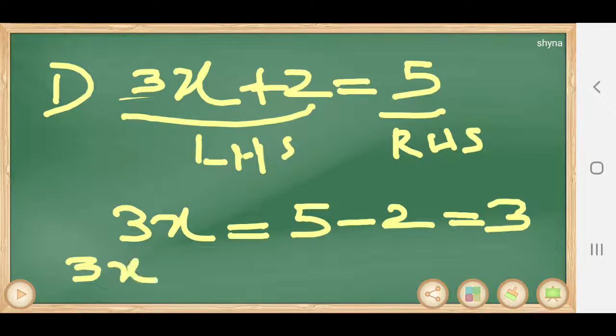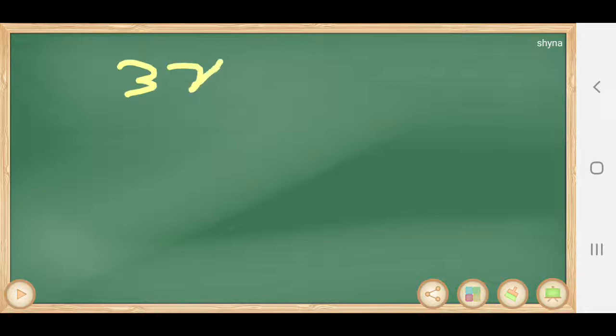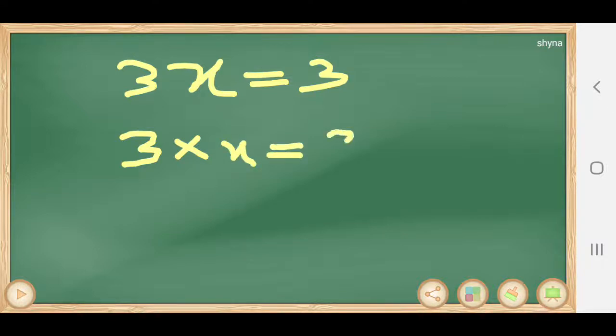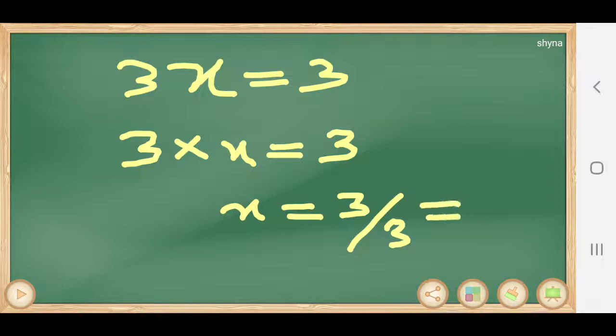If 3x equal to 3, now we got a simple equation. 3x equal to 3. So, x equal to what, dear children? 3x, with no symbol, means there is a multiplication. 3 into x equal to 3. So, x equal to 3 by 3 equal to 1. Now we got x equal to 3 by 3, that is equal to 1.